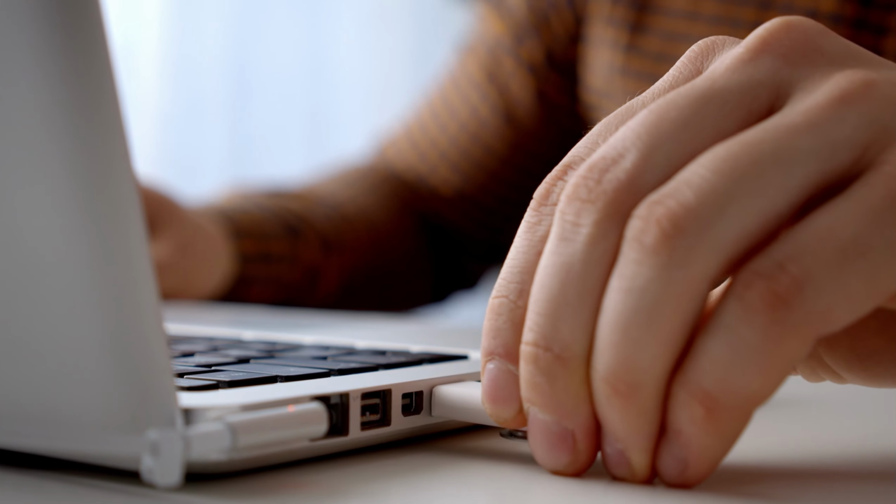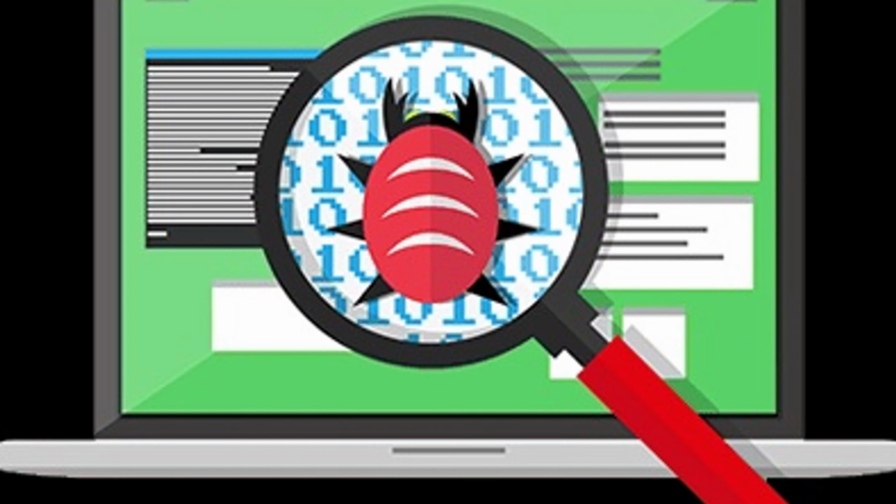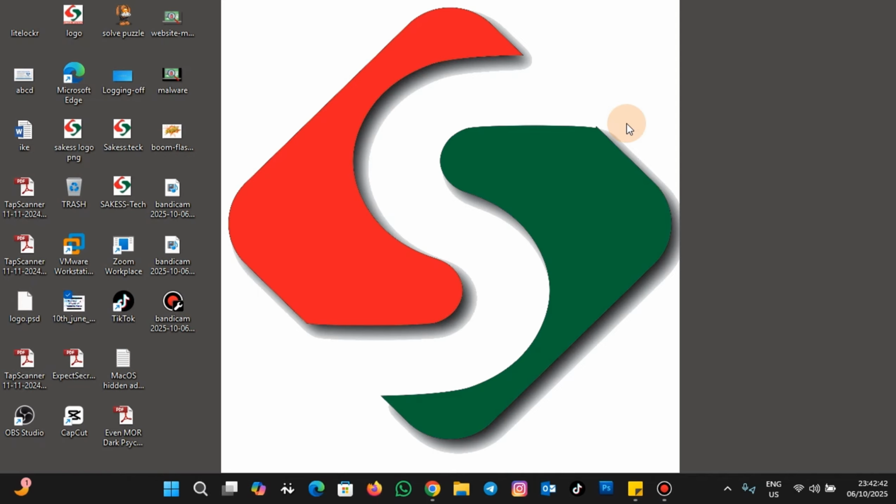You plugged in a USB and boom! Malware launches before you even open a file. Autorun is a silent threat hiding in plain sight. In today's video, I'll show you how to disable it completely in Windows 11 and stop USB-based attacks.